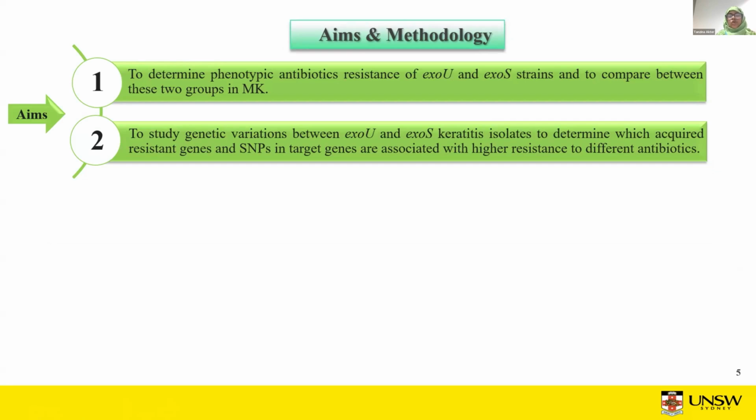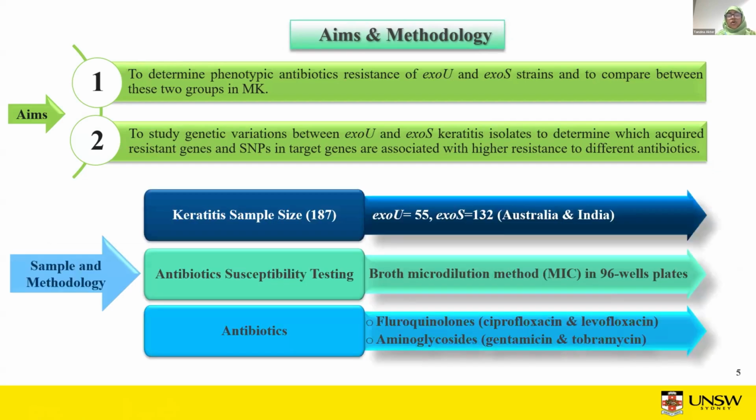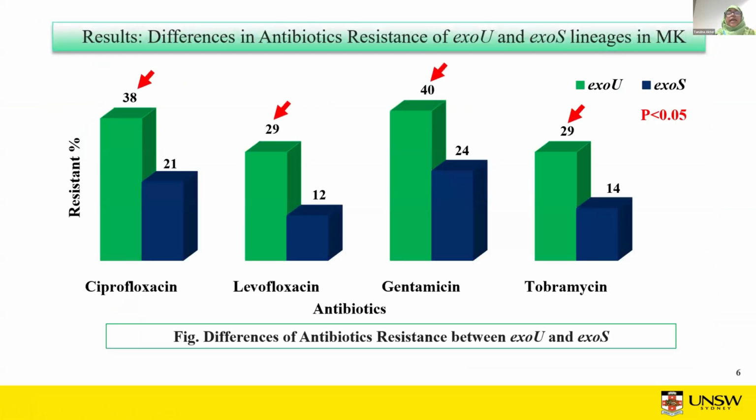To perform the phenotypic study, I used 132 ExoS strains and 55 ExoU strains, which were collected from Australia and India. MIC was conducted in 96-well plates to determine the susceptibility of those isolates against ciprofloxacin, levofloxacin, gentamicin, and tobramycin, which are from two different groups known as fluoroquinolones and aminoglycosides. MIC results indicated that ExoU strains showed higher resistance to all four tested antibiotics than the ExoS. And the difference was almost double in ciprofloxacin and gentamicin and more than double in levofloxacin and tobramycin.